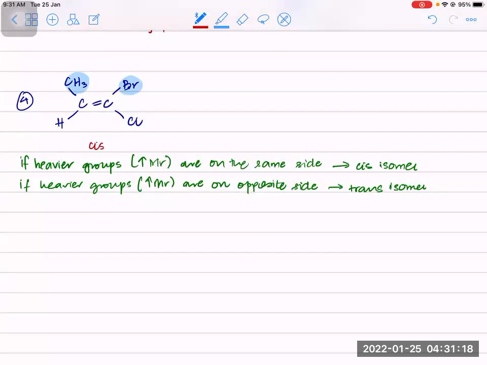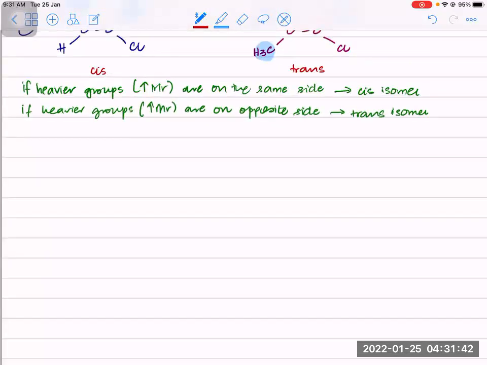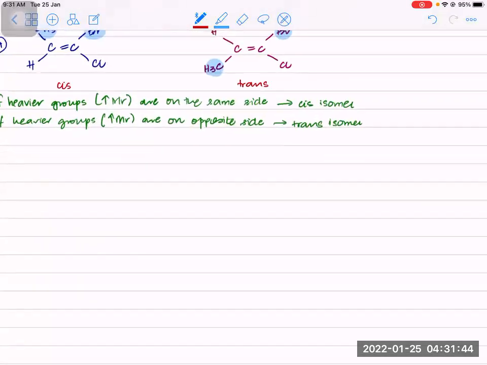Can we call this the cis isomer? And what will be the trans for this? The trans isomer would be Br and CH3 on opposite sides. Yes? So if they are on opposite sides, this will be the trans isomer. Is this understood? Clear? Now let's see properties of cis-trans isomers.